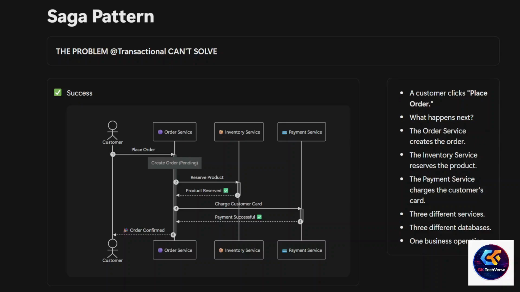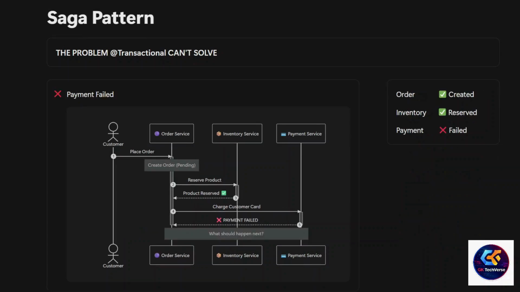Let's see this sequence diagram to understand the problem. Everything looks perfect. Now imagine this happens. The order is successfully created, the inventory is successfully reserved, but while charging the card, the payment service fails. Let's see the result. The customer was not charged, but the order already exists. The inventory is already blocked. The system is now in an inconsistent state.